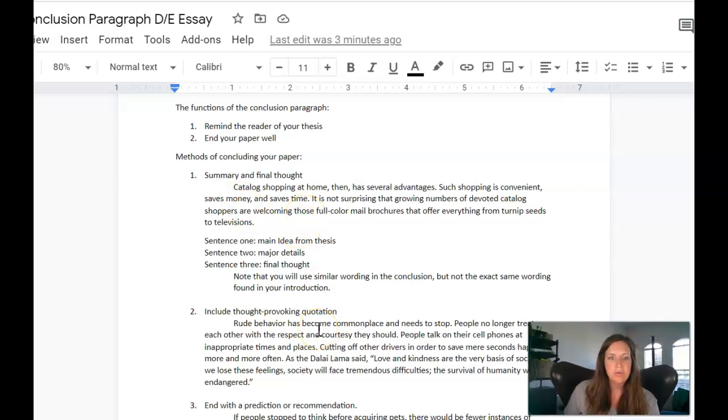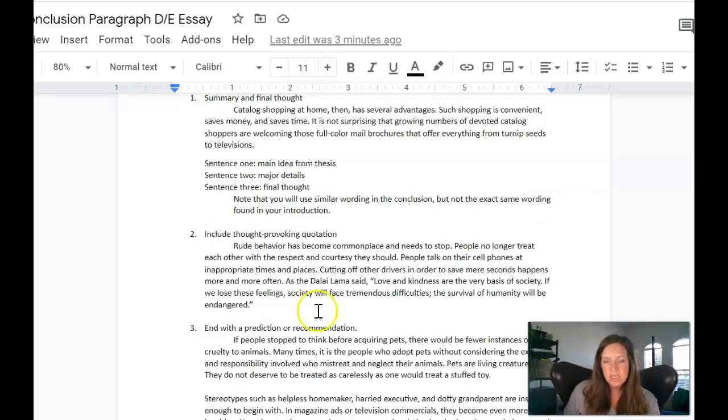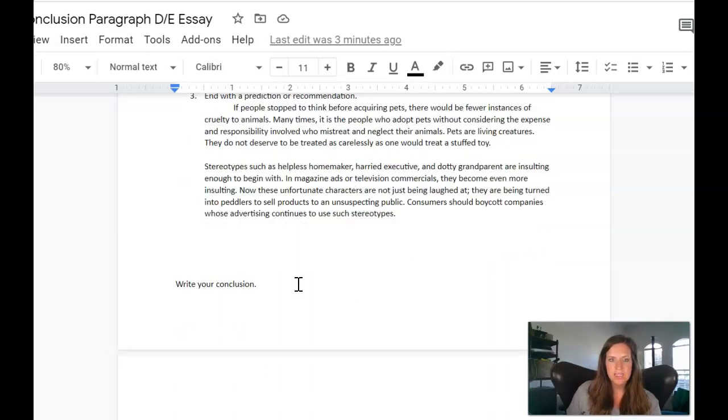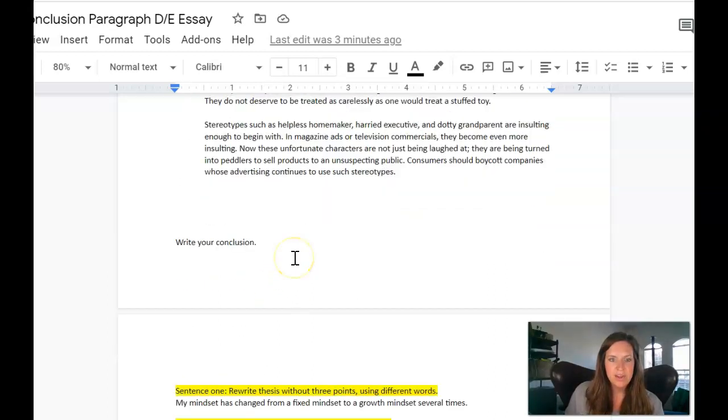You could also provide a thought-provoking quotation. And just like with the intro paragraph, quotations and music lyrics can be a little bit trite or cliche, and so be careful there. And really, this is a paper from your perspective, and it is full of information about yourself. I would love to hear really what you think at the end of this paper, more than what somebody else thinks about this. You could also end with a prediction or recommendation, which would work in this one too. And so we're going to write your conclusion.